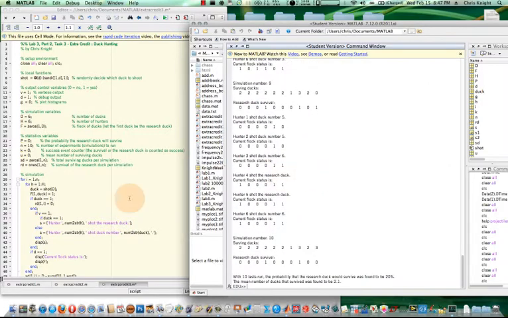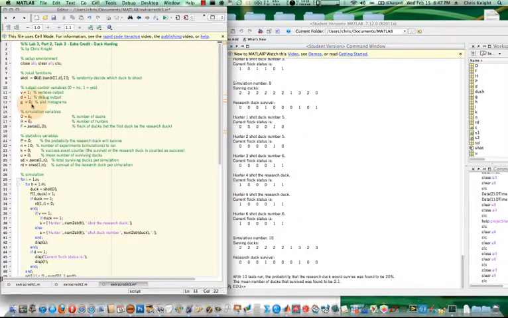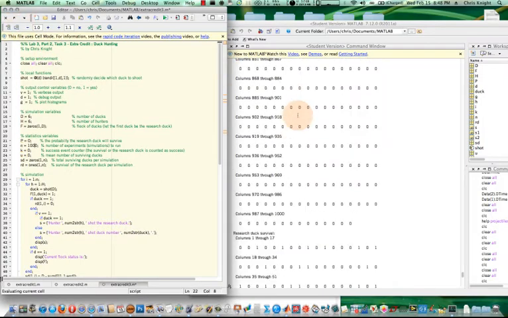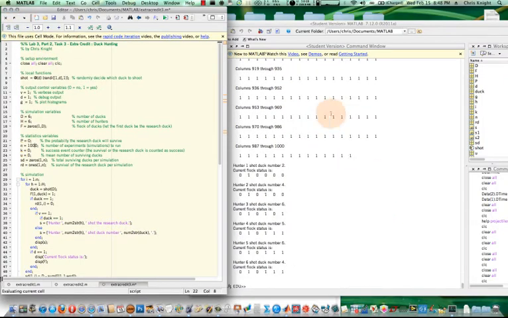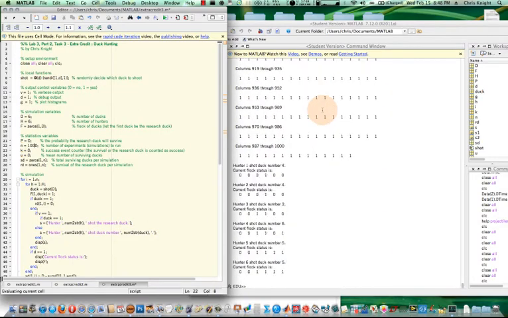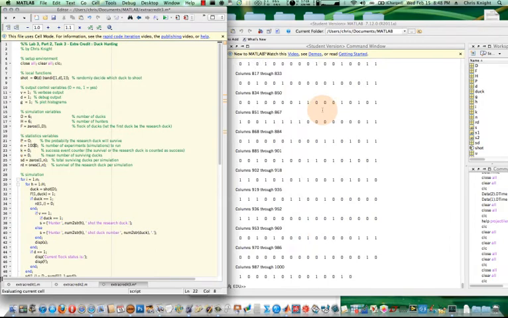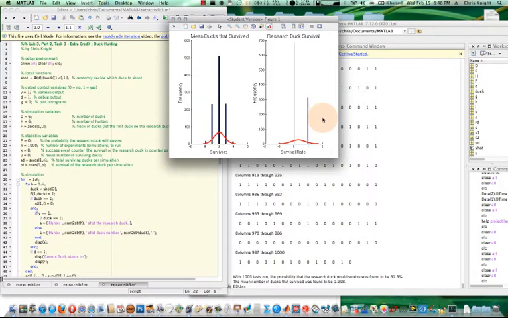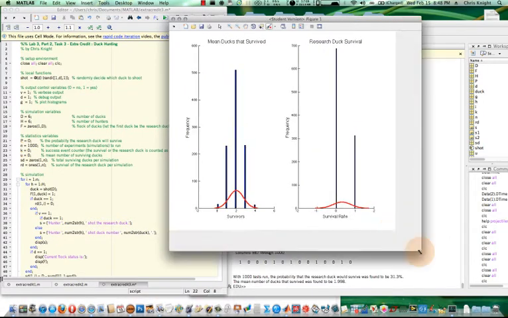So we can also show a histogram of what's going on here. Let's increase the number of, where is it? Okay. Let's say we're going to run it 1,000 times, run the simulation 1,000 times, see what the chances of that research duck surviving are. Oh, I didn't have to show the output. Oof. Well, that would have been quite fast if it hadn't been displaying all the output.